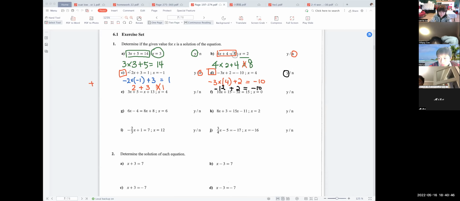Okay, so let's take a look at number E and number F.